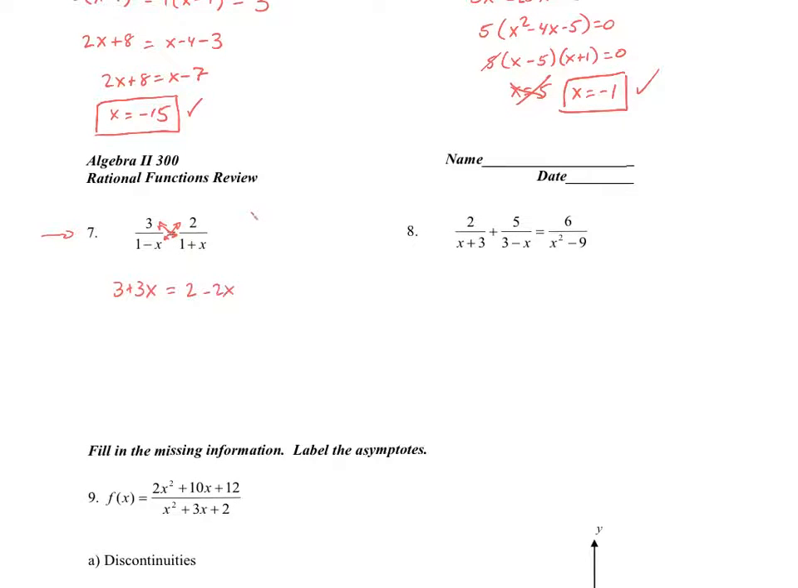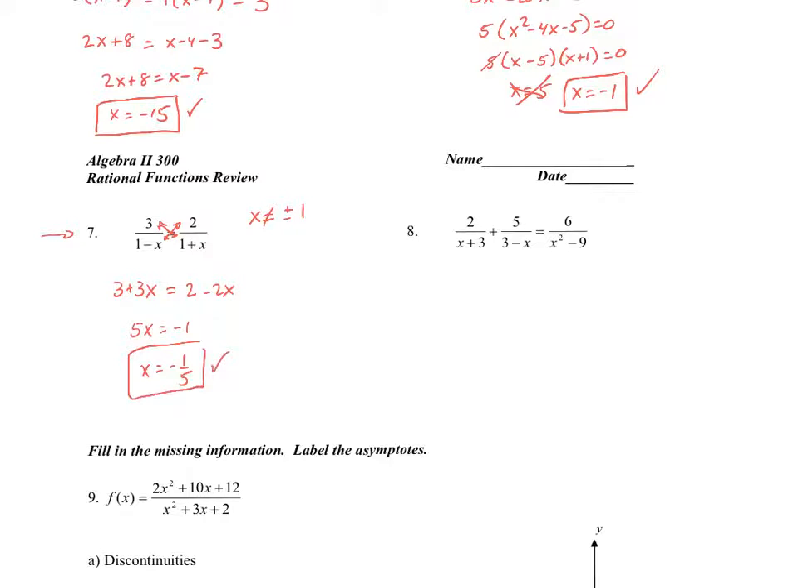Okay, I actually forgot to identify my restrictions. We know that x cannot take on a value of positive or -1. So go ahead and solve this, and so I'll get 5x equals -1, x equals -1/5. Okay, this is not a restricted value. So we're going to plug that in and check, and again, it works.